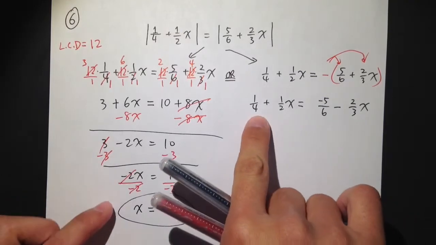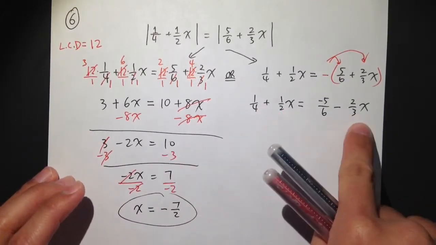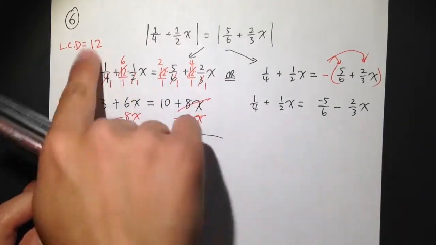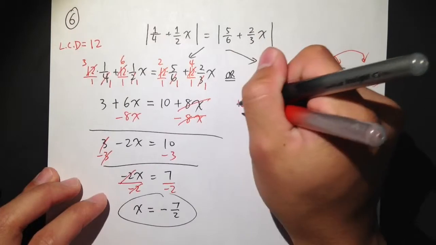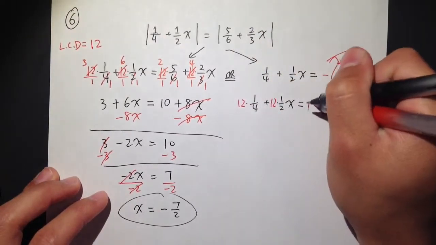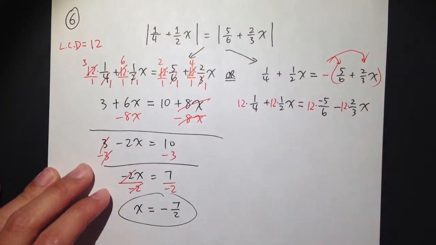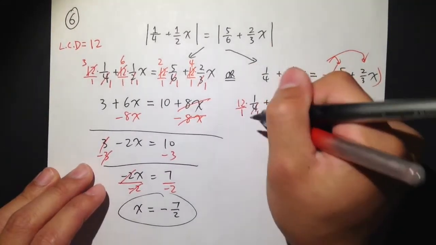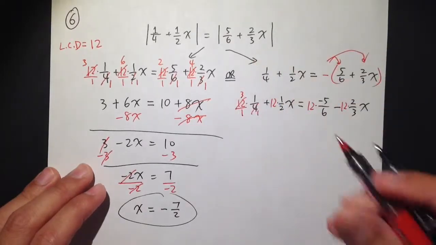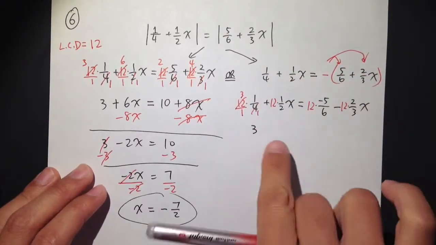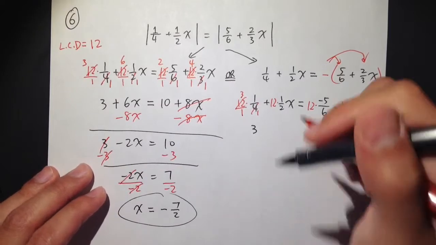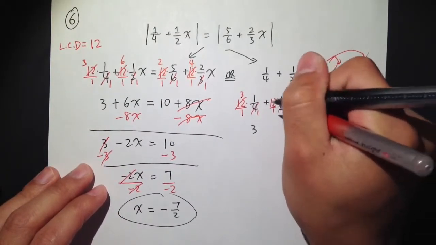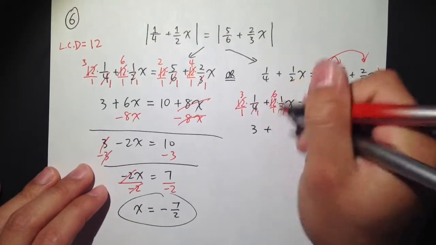Then again, we actually have the same numbers: 4, 2, 6, and 3. And 12 will be the lowest number that these all go into. So let me put 12 times that, 12 times that, 12 times that, and 12 times that. We can write the 12 as 12/1. This is 1, this is 3. So 3 times 1 is just 3. Plus 12 times 1/2. 12/1, this is 1, this is 6. Plus 6x.